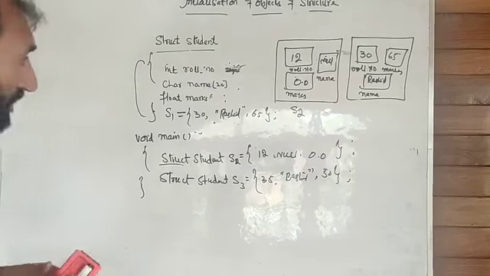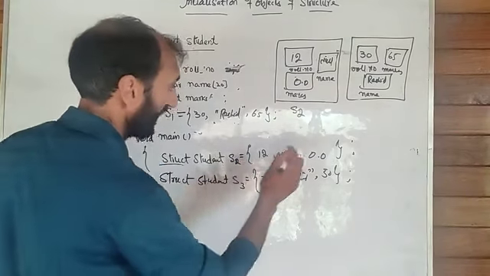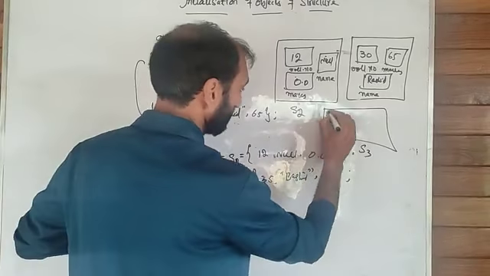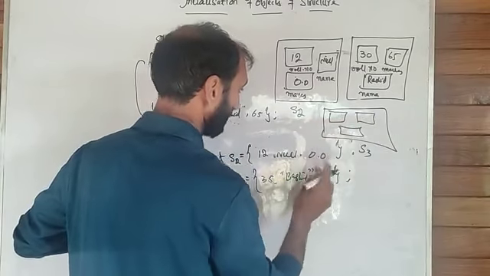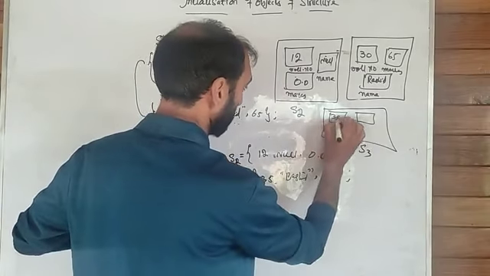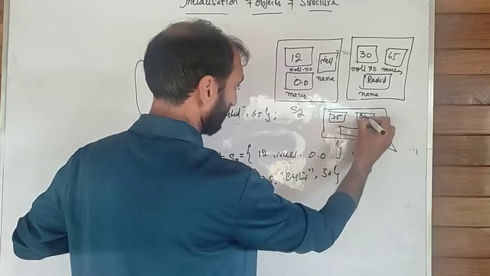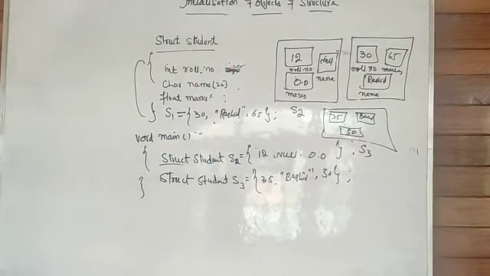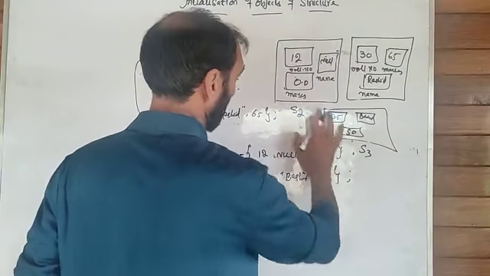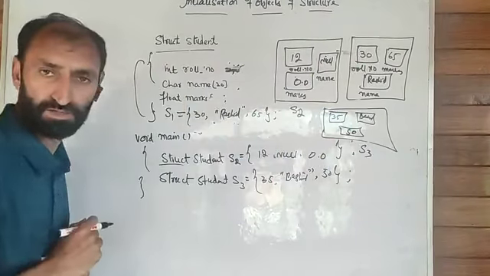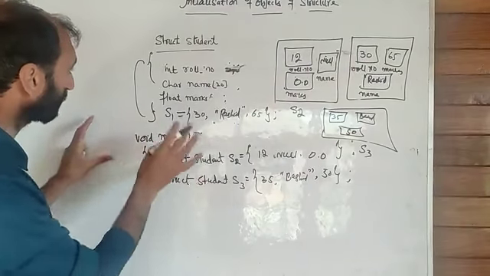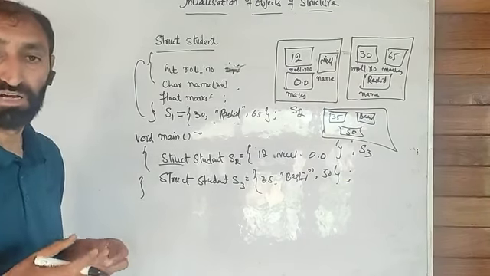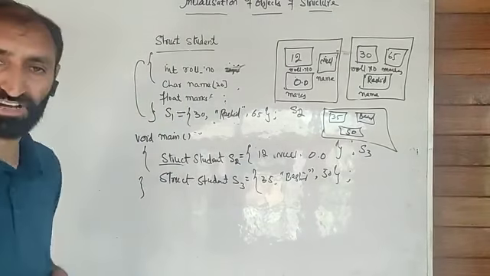Separate memory has been allocated for this, and similarly separate memory will be allocated for this S3: 35 for roll number, for example, Bashir for name, and 50 for marks. Inside, the memory will be allocated like this. I hope you have now understood how to initialize the members of the structure, or we can say compile time initialization of the structure.